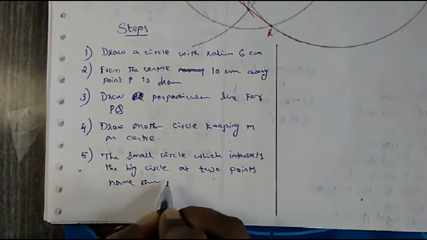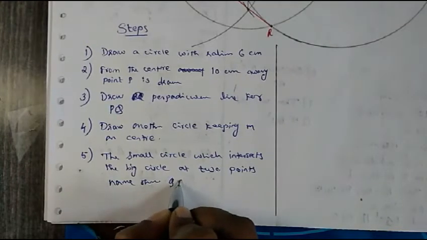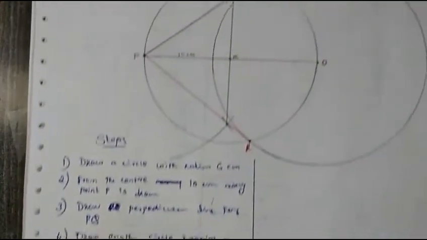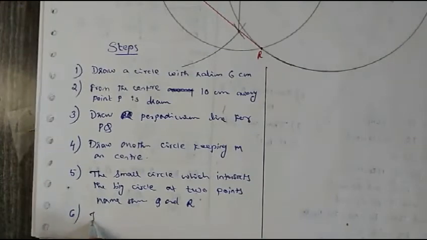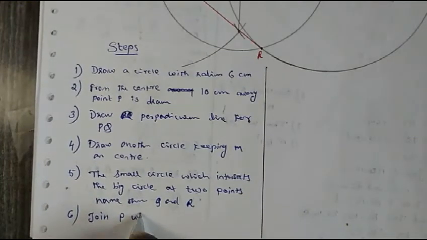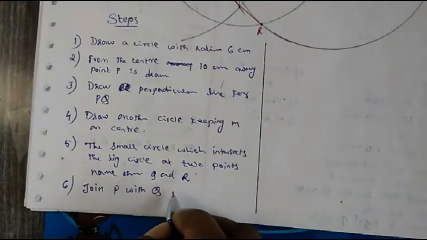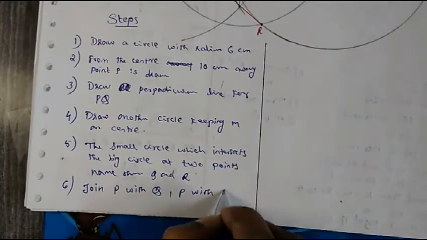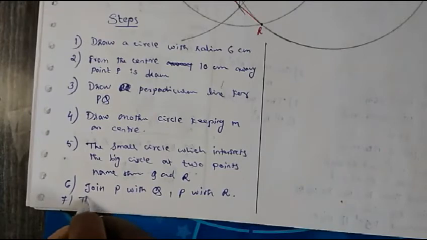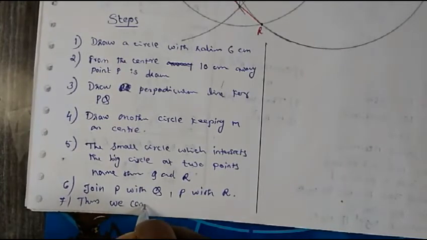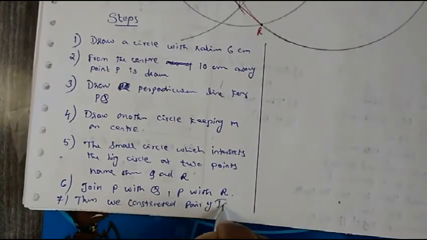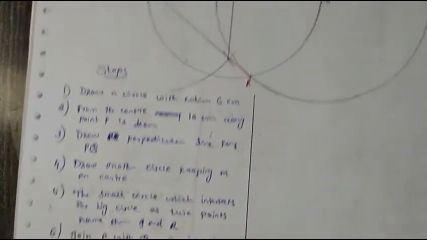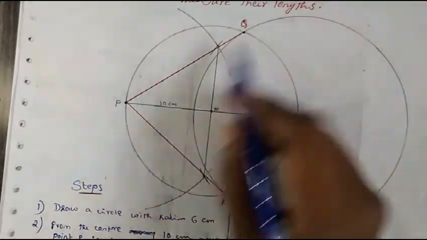Name them Q and R. So we named those points Q and R. Then we joined P with Q and P with R. Thus we constructed a pair of tangents, that is PQ and PR.